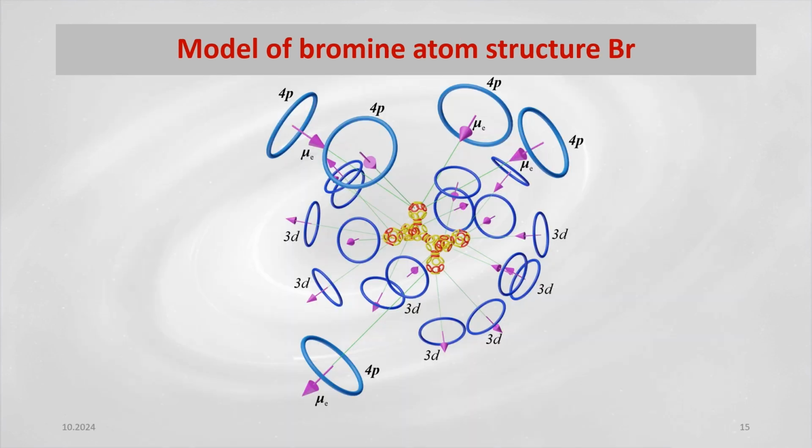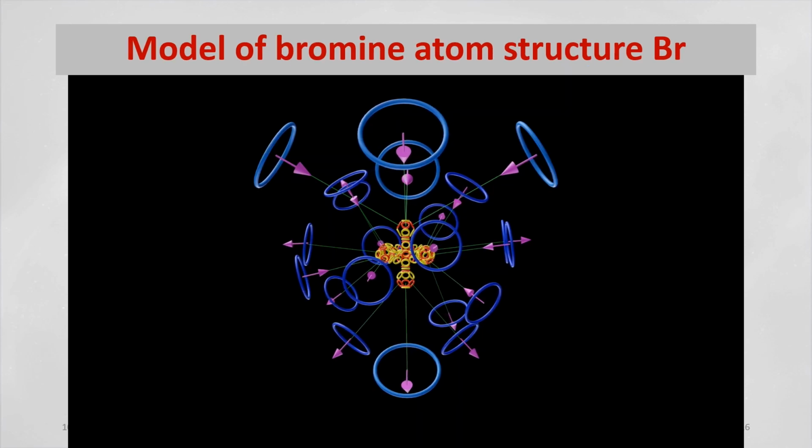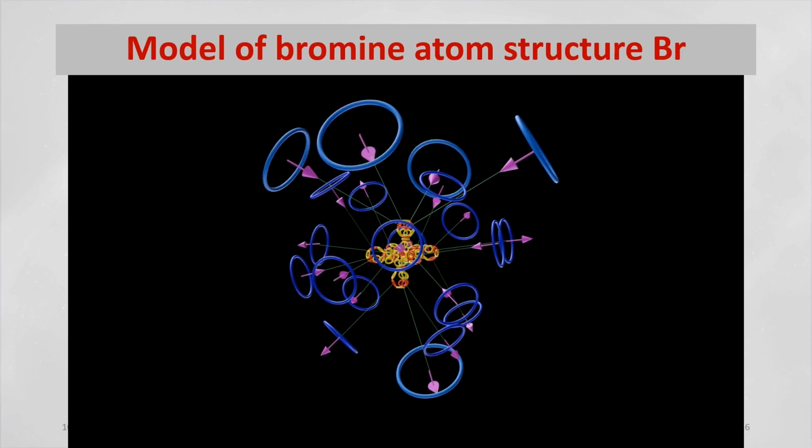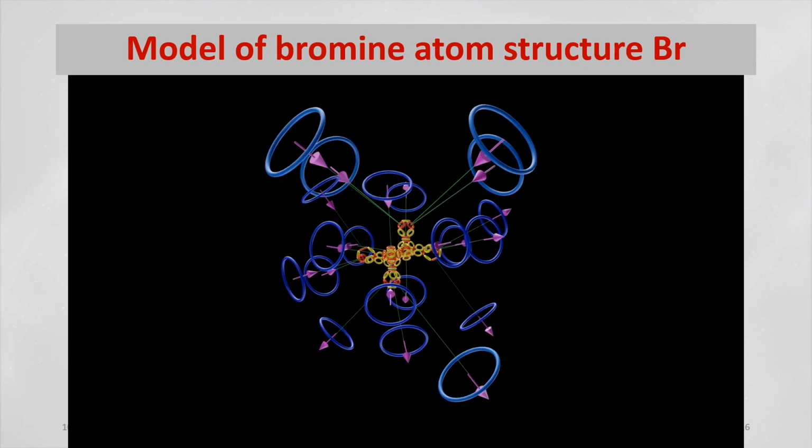Even in the bromine atom, 4 bonding electrons with magnetic moment vectors pointing inwards are attached to a globule with 5 protons and 1 bonding electron with magnetic moment pointing outwards to a globule with 4 protons. Example of a model of a bromine atom.